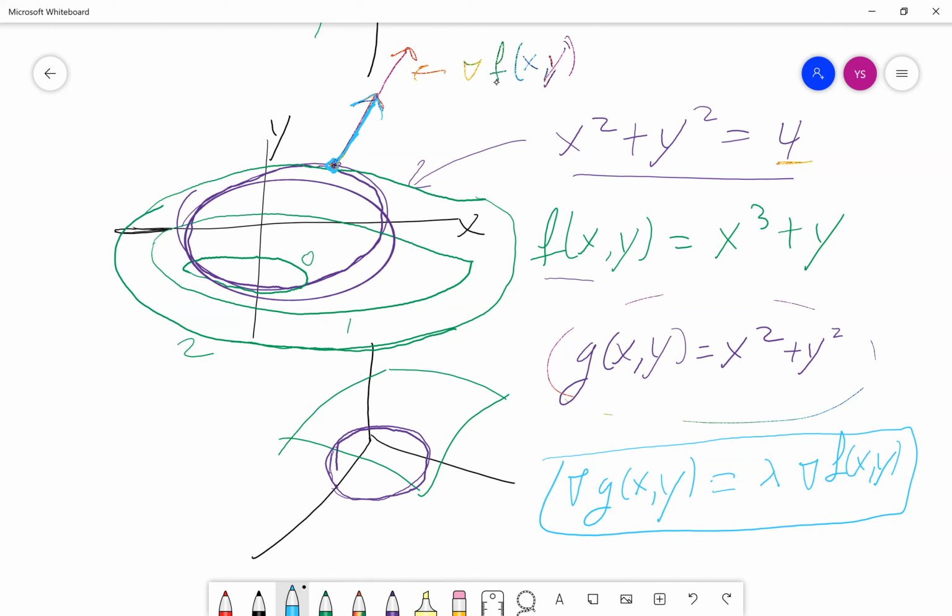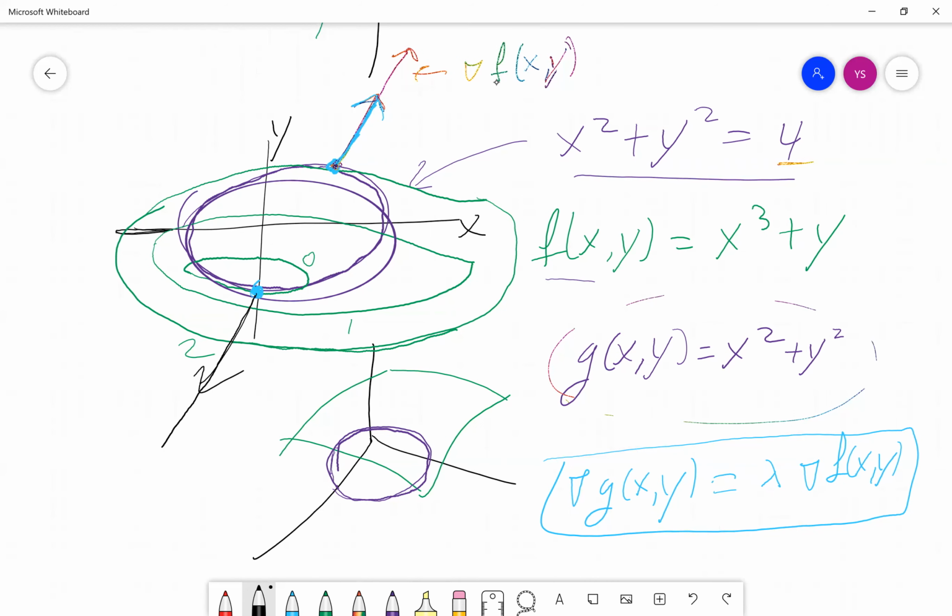Similarly, the same thing happens at the extreme point. What's the extreme point over here? This point over here, where the green level curve is 0. Whenever it touches the purple level curve, that's the best place that you can get the lowest point. And you have the same thing happening there, that the gradient of g is parallel to the gradient of f.